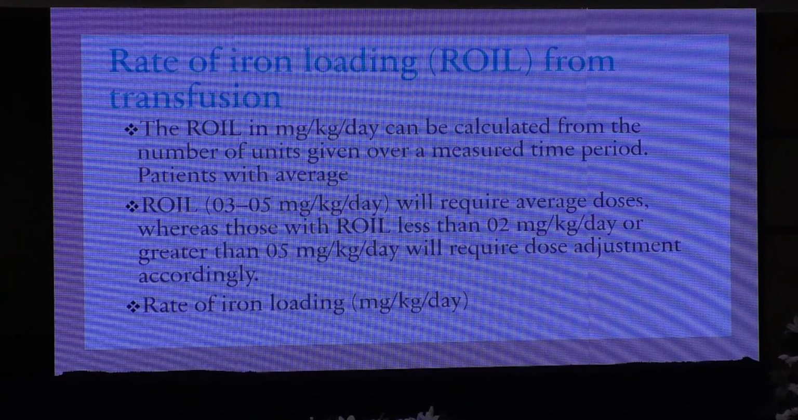Rate of iron loading is an important thing to be measured, and its abbreviation is ROIL. It's important to be detected. ROIL is measured in milligram per kg per day. Usually, if the ROIL is measured from 3 to 5 milligram per kg per day, it will require average doses of chelation. While if we have extreme ranges, that's to say if it's less than 2 or more than 5, then this will require a dose adjustment accordingly.